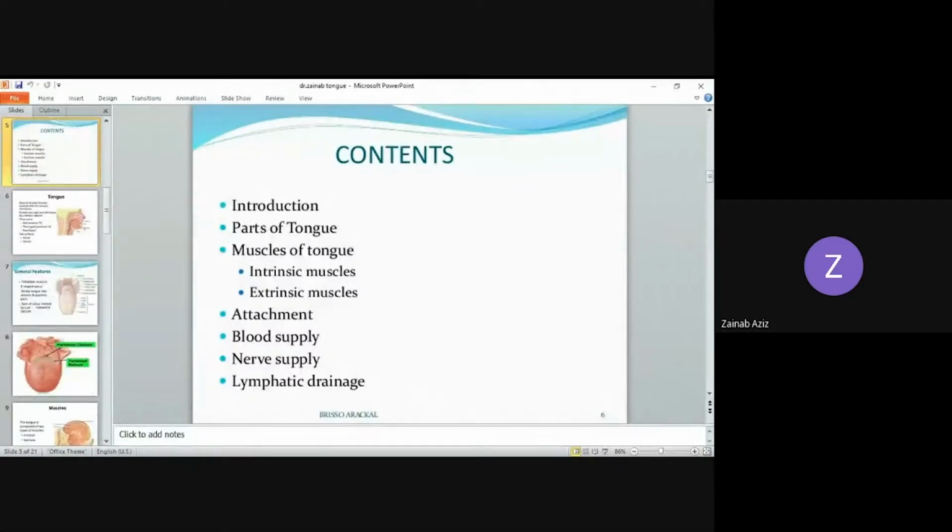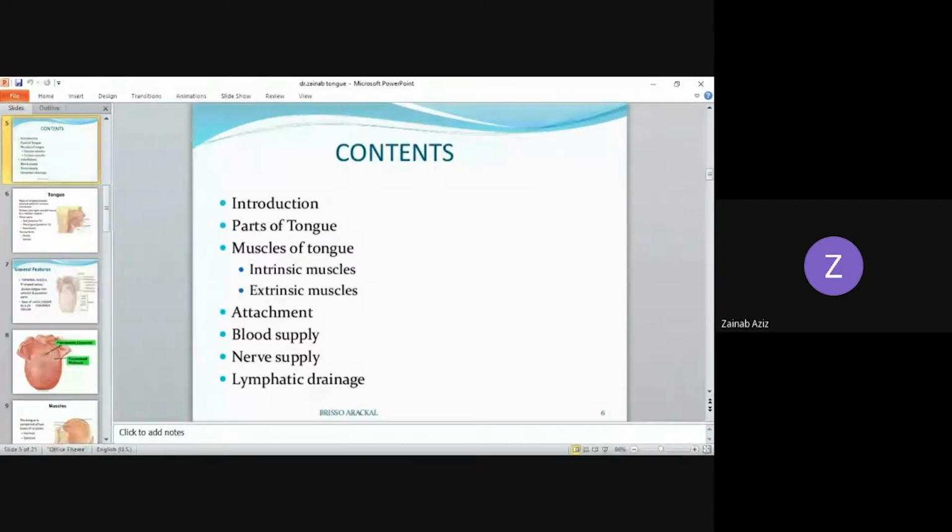Okay, so first, the content. It's about the introduction, definition of the tongue, parts of the tongue, muscles of the tongue. We have two types, intrinsic and extrinsic muscles, attachment to the outside, blood supply, nerve supply, and lymphatic drainage.